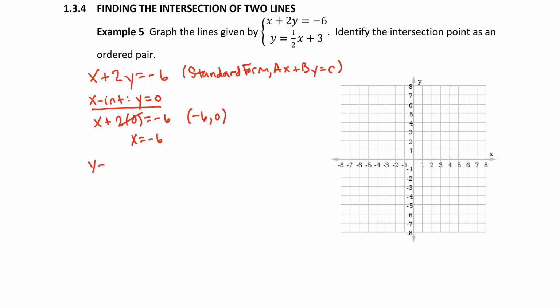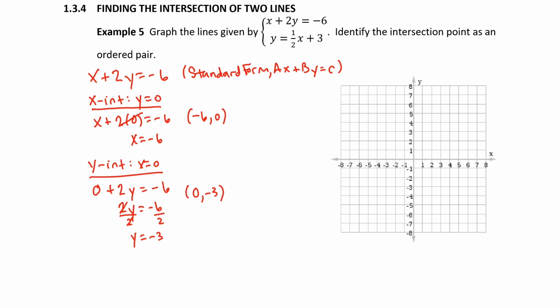We can find the y-intercept by setting x equal to 0. So we go to the original equation and replace the x value with 0, and then solve for y. We have the simple linear equation 2y equals -6. We can solve that by dividing both sides by 2 to get y equals -3. So the ordered pair for our y-intercept then is 0, -3. So those 2 points are sufficient to graph that first line.